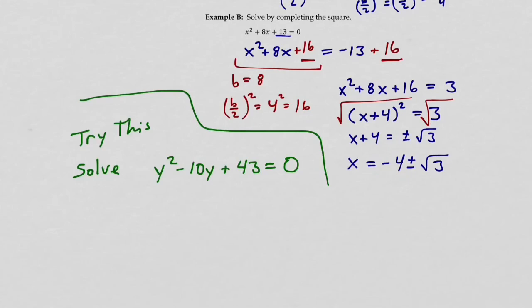I encourage you to take a few minutes and try to solve the following equation: y squared minus 10y plus 43 equals 0. Try to solve this by completing the square.